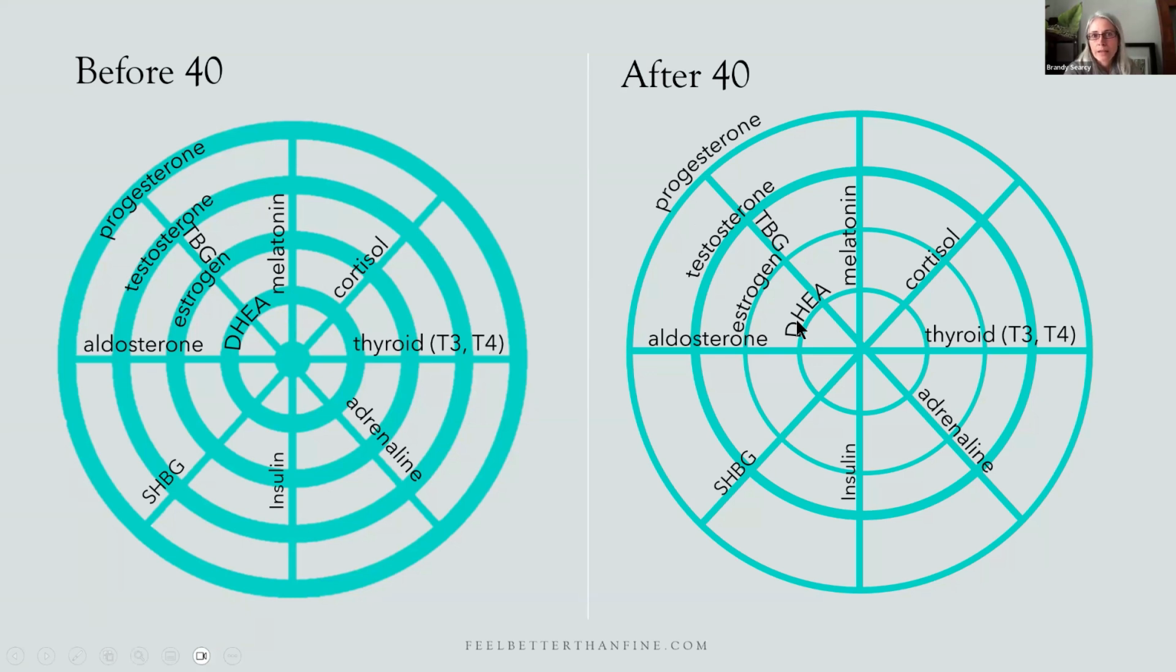DHEA is produced by the adrenals, not necessarily the ovaries. However, DHEA also starts to diminish because of the relationship and the conversion between testosterone and DHEA, and because of the demands of DHEA to kind of be diverted down alternate pathways to support other hormone levels. So all of your sex hormones start to diminish after 40, and those strands just become a lot thinner, a lot more fragile, a lot less able to provide any sort of buffer to your system.